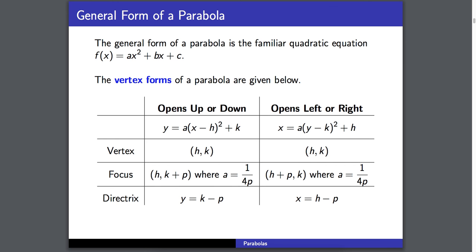All right, so that about does it for this video. In the next one, we're going to take a look at some examples of parabolas that open up and down and parabolas that open left and right.